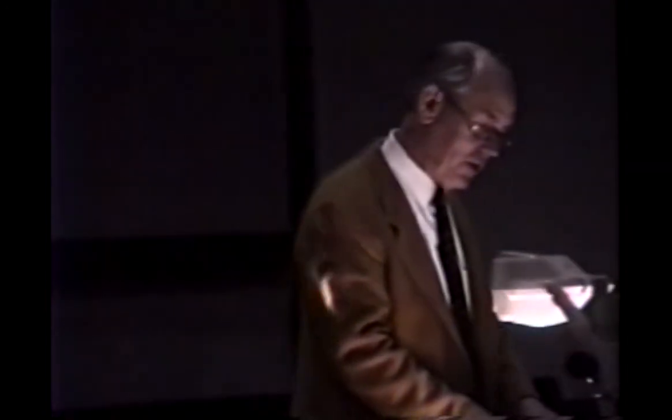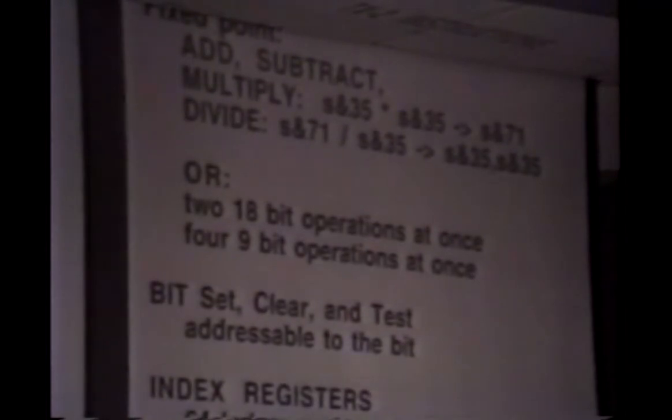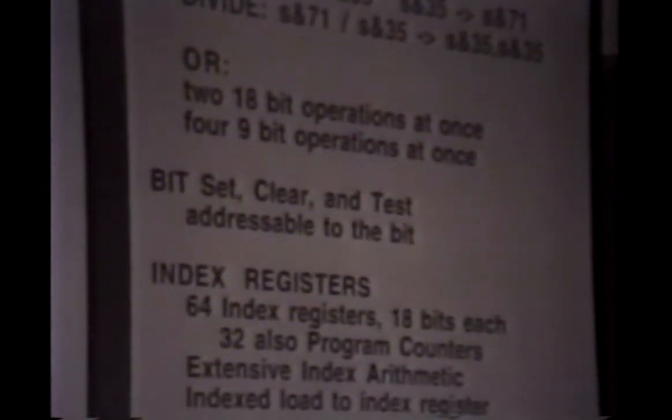A little technical detail of TX2. It was a fixed-point machine. It could add and subtract, multiply and divide. But it also had part-word operations. It was a 36-bit machine, and you could divide the 36-bit word into two 18-bit halves or into four 9-bit quarters. So in one operation, it could do four adds if they were only 9 bits long, or four multiplies or four divides, and so on. It had a bit setting and clearing and testing operation, which was addressable to the bit. So you could touch any single bit in memory.